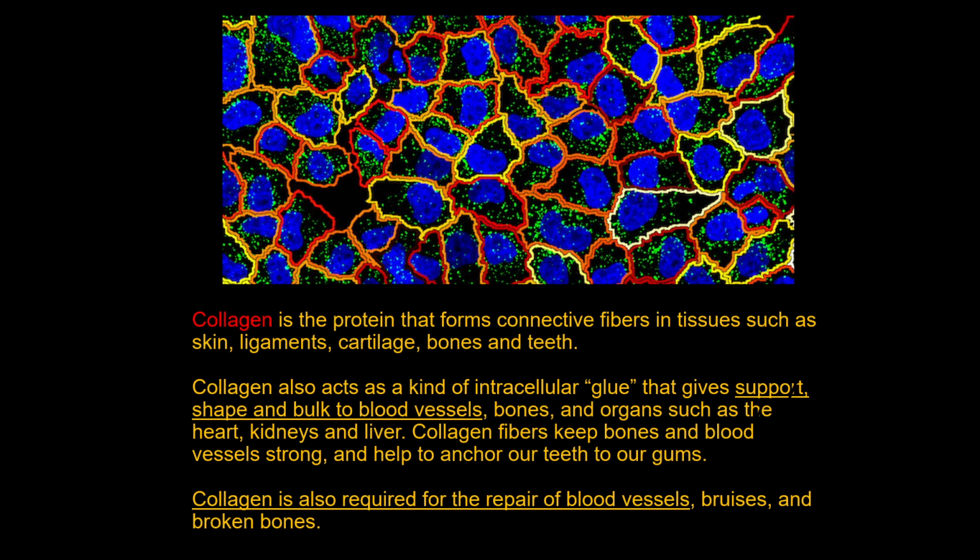Collagen also acts as an intercellular glue that gives support. Let me show you what I underlined. It gives support and shape and bulk to blood vessels, and also to the bones and organs, heart, kidneys, liver. Collagen fibers keep bones and blood vessels strong, and help to anchor our teeth to our gums. Collagen is also required for the repair of blood vessels. And what do we need to create collagen? Vitamin C. Vitamin C, right?